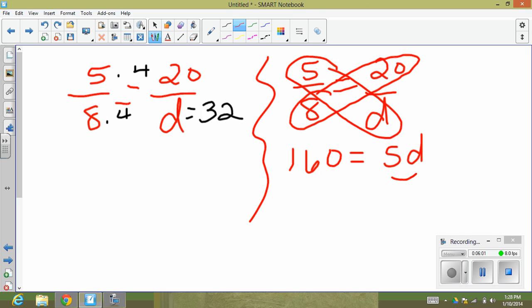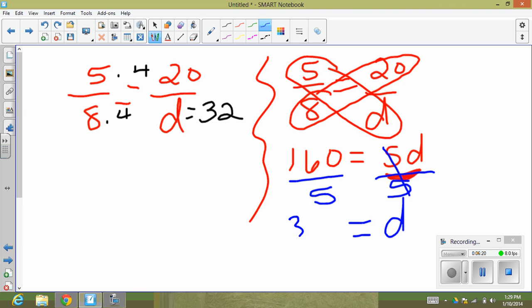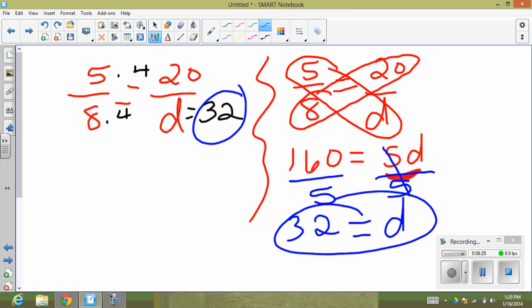Now, if you take a look on the right, the operation in here is times. How do you undo times? We divide both sides by 5, so we isolate the variable. The 5's cancel. D equals, in your calculator, 160 divided by 5, I get an answer of 32. So in either way, you get the answer of 32. The second method is a lot longer. So if you have a way where you can use this method from the left, you should use that way.